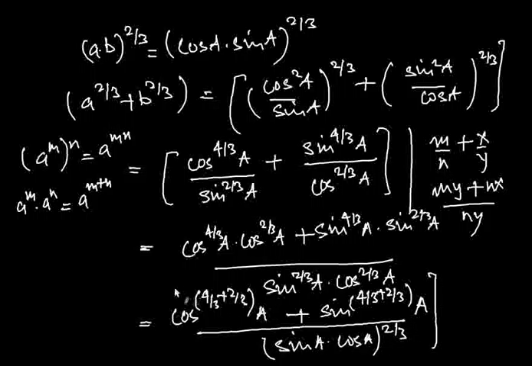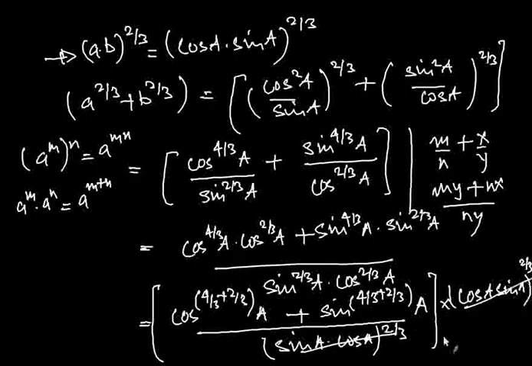Now let's not forget the a times b raised to the power 2 by 3 that we had outside, right? So that was still hanging outside. So that was also cos a sine a raised to the power 2 by 3. So this term and the denominator here, they just cancel out. So they are gone. And what we are left with is cos to the power 4 by 3 plus 2 by 3.